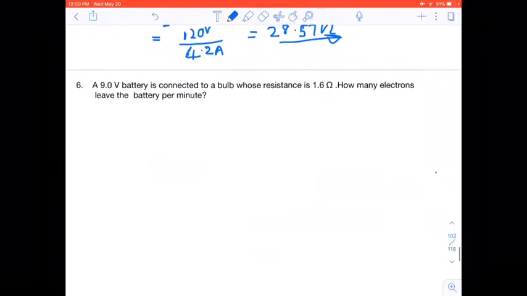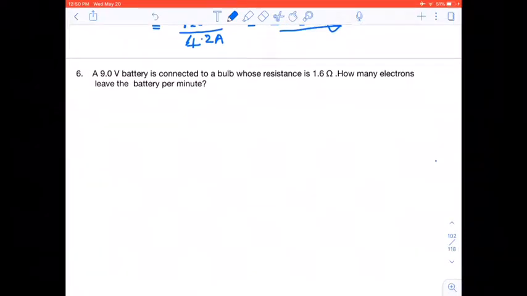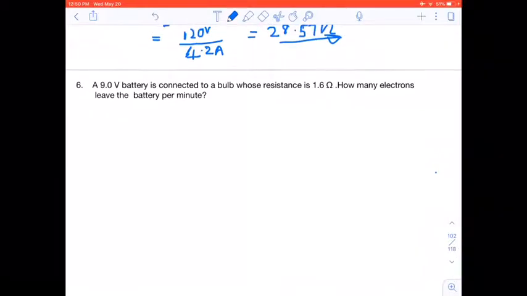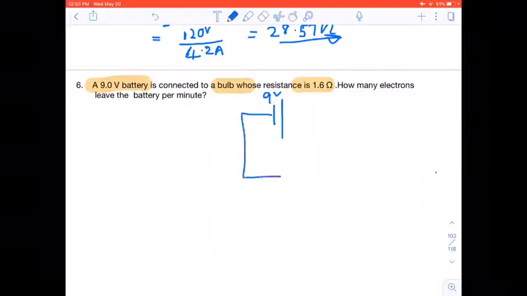Right, now let's look at the next one. We have a 9-volt battery connected to a bulb, whose resistance is 1.6 ohms, right? And how many electrons leave the battery per minute? So essentially here we've got a 9-volt battery connected to a bulb, which we can draw like that. But normally when I draw it, I just put it as a resistor. But we can draw it like that.